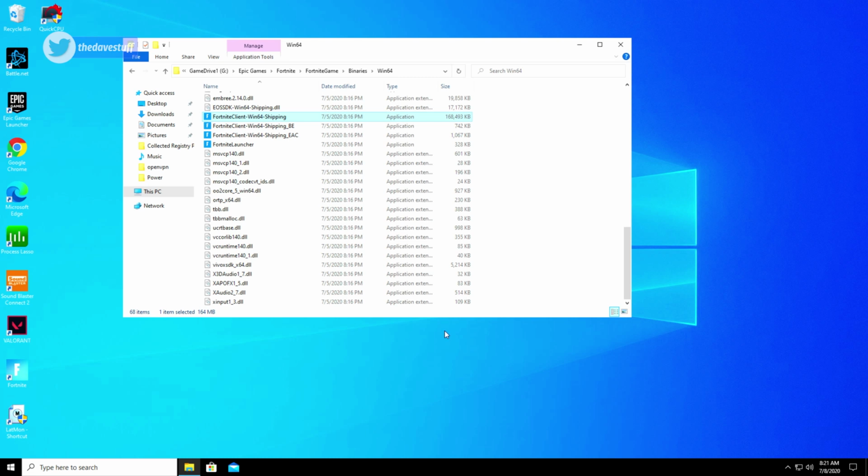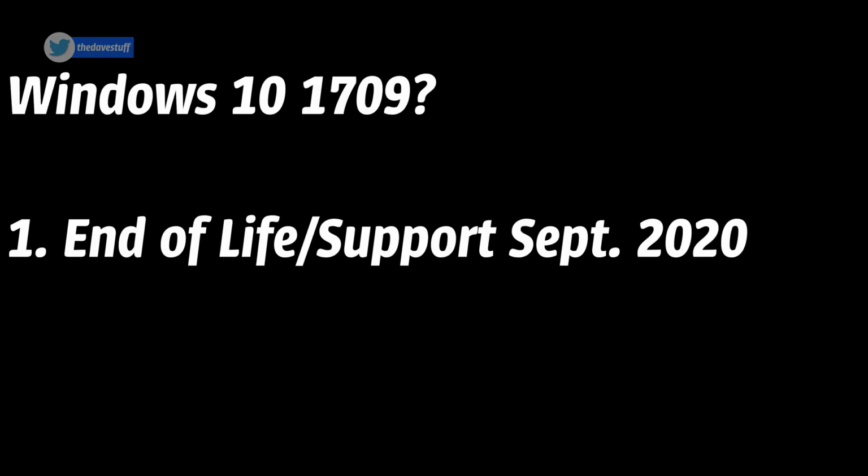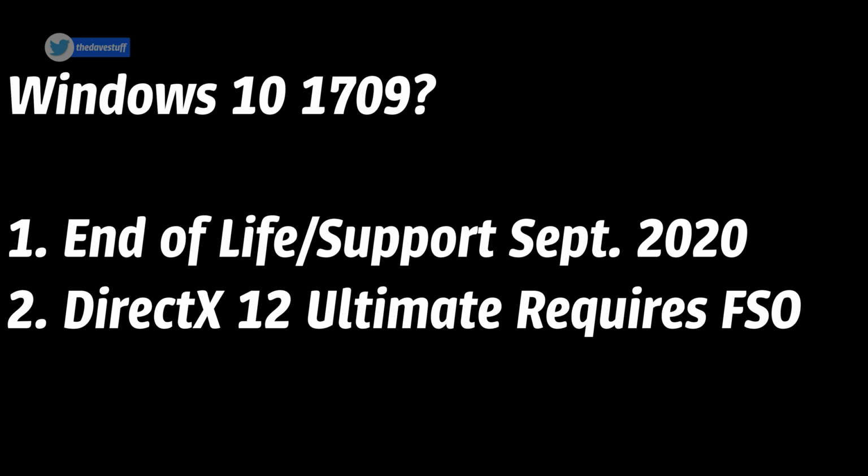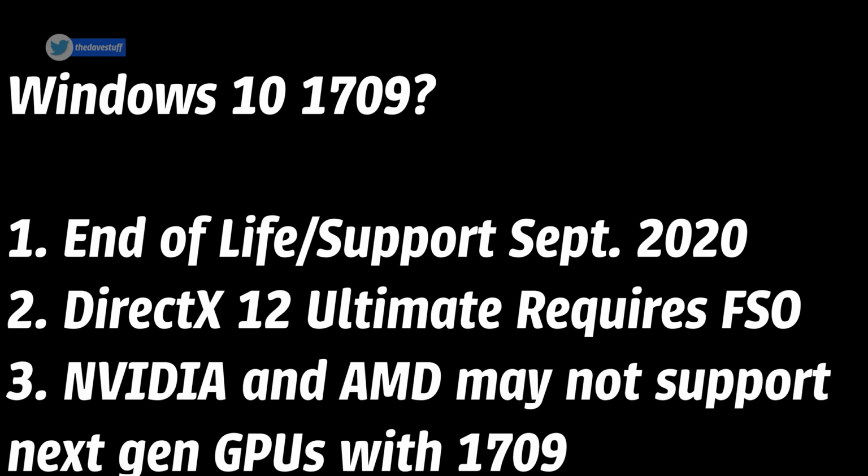For those that say, go back to Windows 1709, I've got some news for you. 1. 1709 is only supported right now for Windows 10 Enterprise users, which will end in September 2020. 2. DirectX 12 Ultimate requires FSO. As new games come out, this will end up being the go-forward platform. 3. nvidia and AMD may not support their next-gen GPUs on Windows 10 1709.